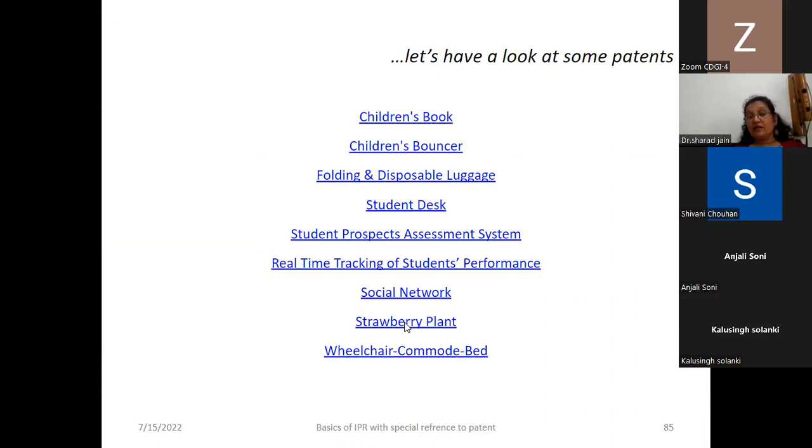Somebody has created a new strawberry plant variety. Someone has made a social network with something new. Anybody can patent their business plan also, but that should have a novelty in their plan.